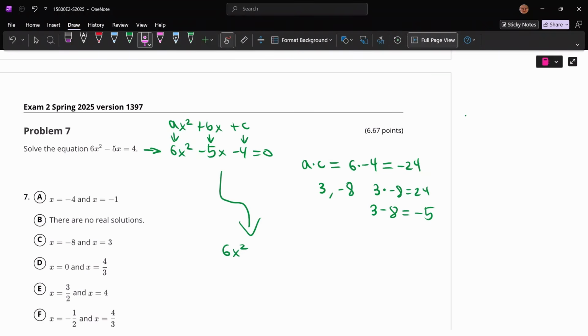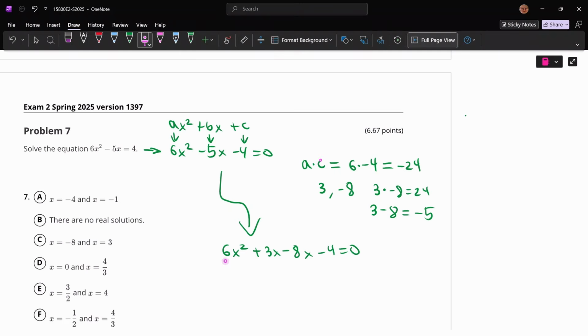Oh, and then also I should mention, since we're using factoring by grouping, the reason you want to come up with two numbers that add up to your b term is because we want to split up our b term into two separate things to do our grouping step. So we're going to also have to attach an x to these terms as well. So you'd end up with plus 3x minus 8x minus 4 is equal to 0.